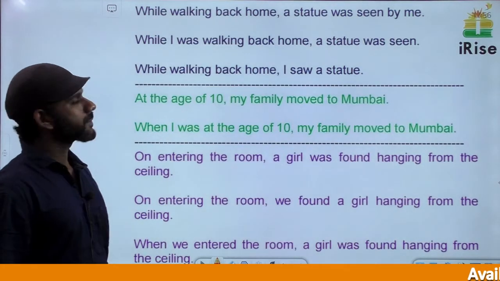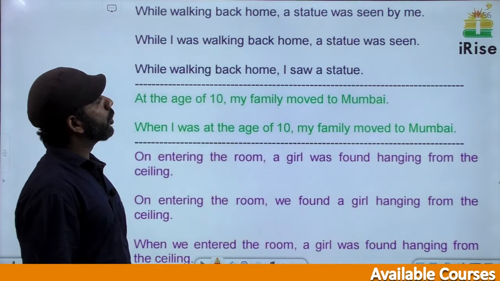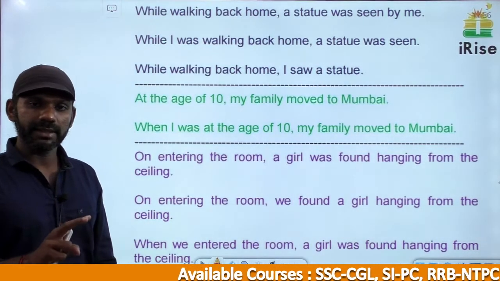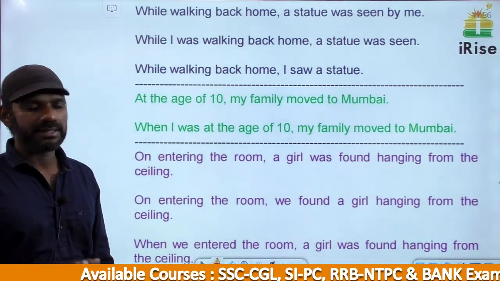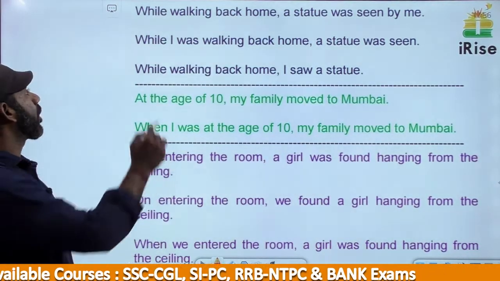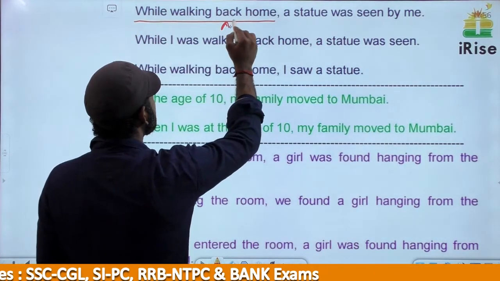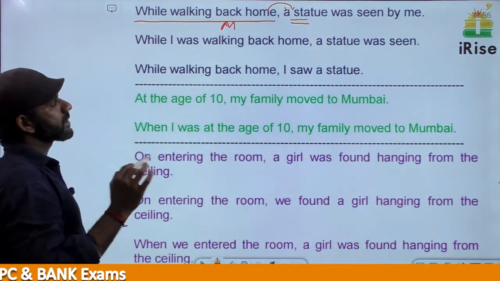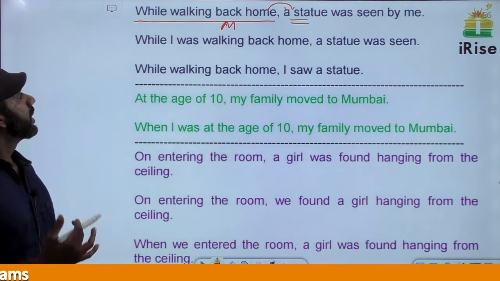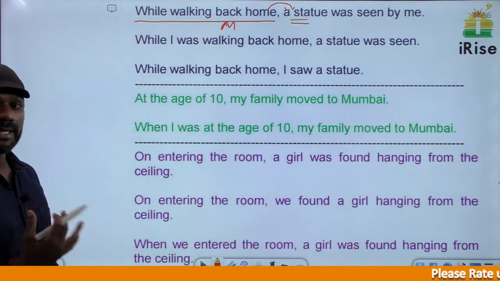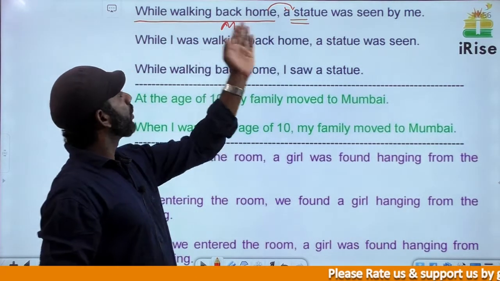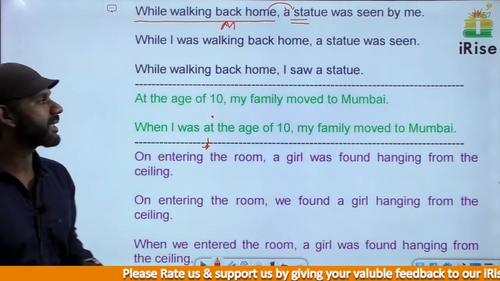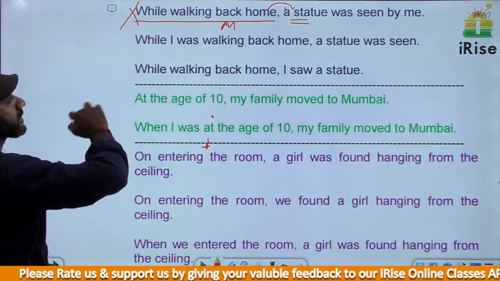Come to the first statement. While walking back home, comma, a statue was seen by me. Two questions. Is it grammatically correct? Does it make sense? The modifier here is while walking back home, a subordinate clause. The modifier comes very close to a statue. So we need to associate a statue with the modifier. While walking back home, comma, a statue means a statue was walking back home. Will a statue walk back home? No. The sentence does not make any sense. Option, this sentence is eliminated.